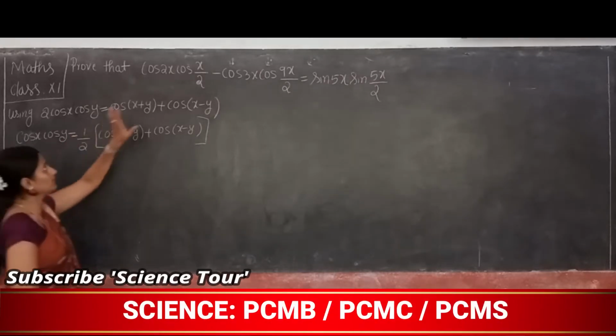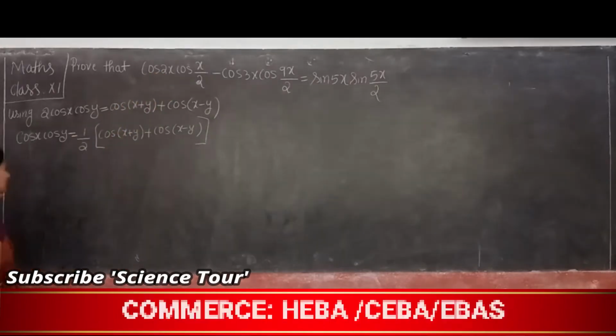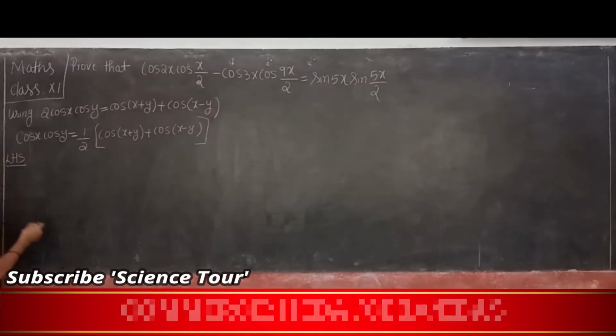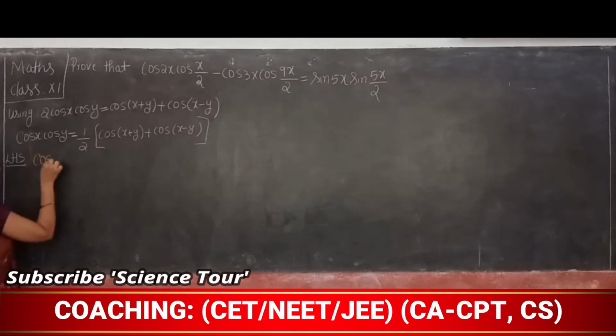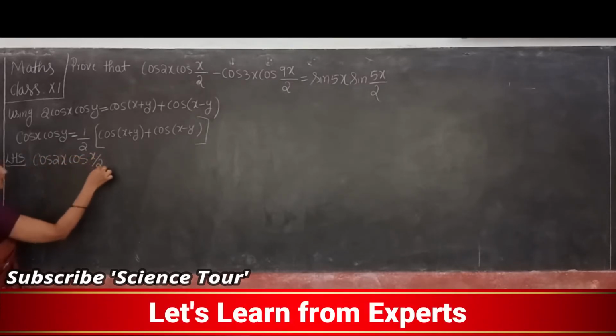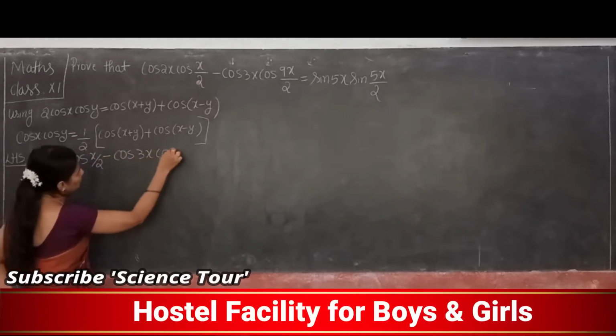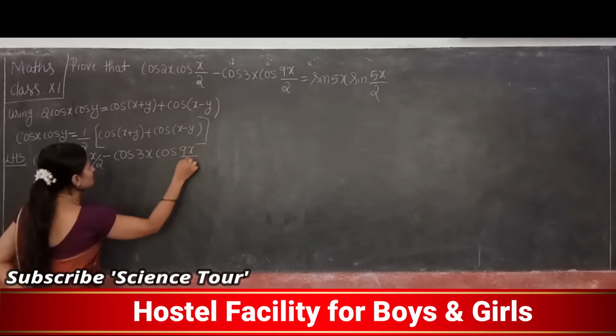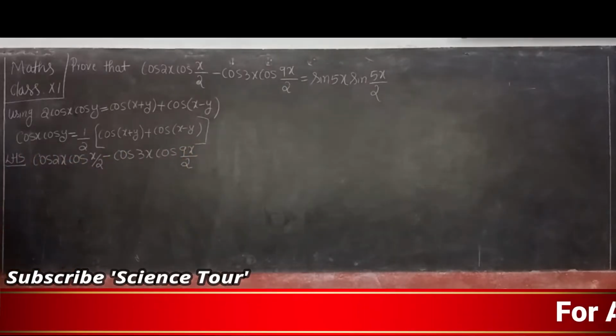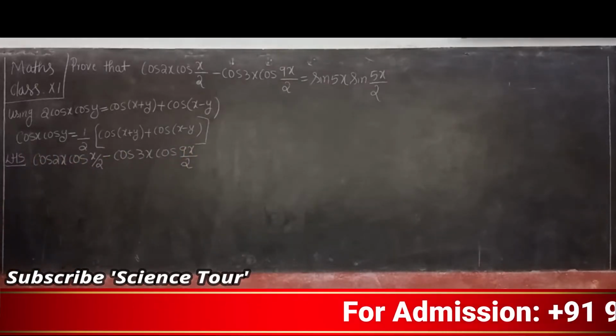Now which formula for this one? So now take the LHS side. So LHS side is what? It is cos 2x into cos x/2 minus cos 3x into cos 9x/2. This is your LHS side, right? So now apply that formula.